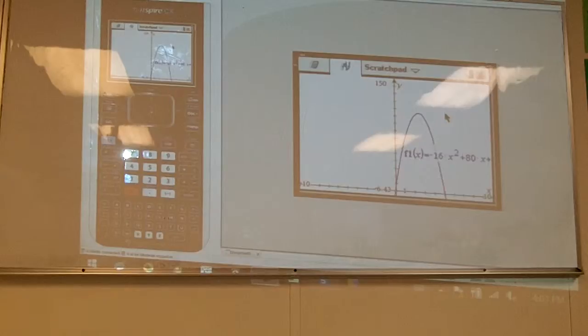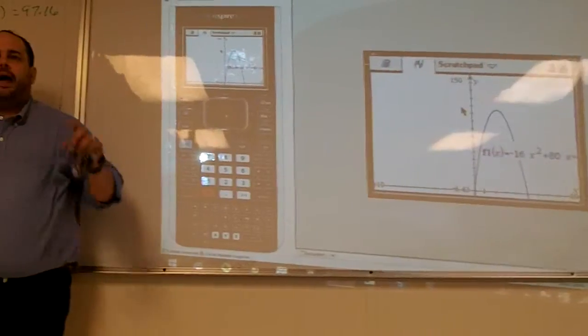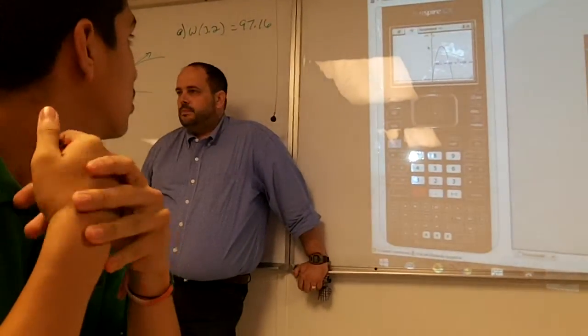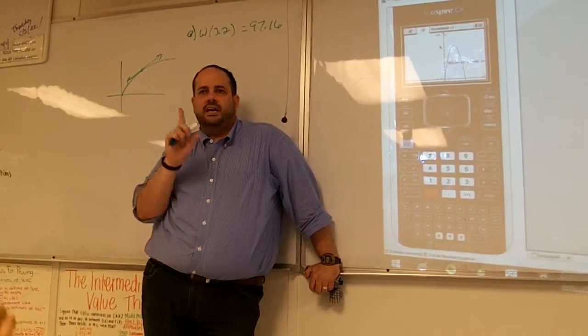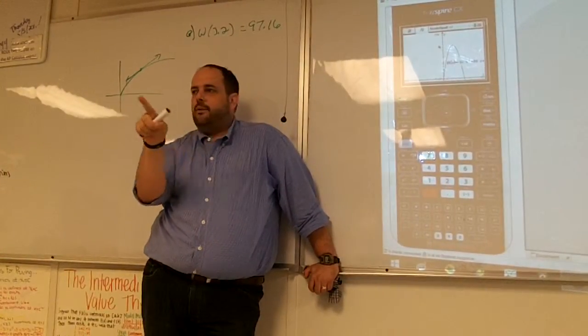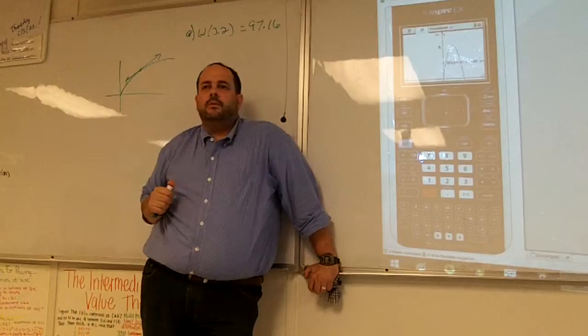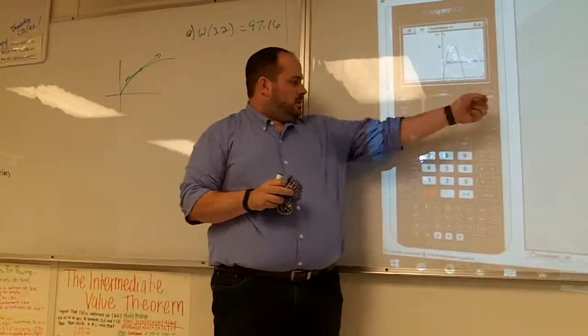Yes, absolutely. Now, part A told you W of 3.2 is equal to 97.16. Here's what I'm interested in. What are the ways I can get that answer? Let's get some hands on this. How could you use the calculator to figure out W of 3.2 is 97.16? Don't call it out. What would you do? David, one thing you could do: go to calculator, put F1, and plug in 3.2.